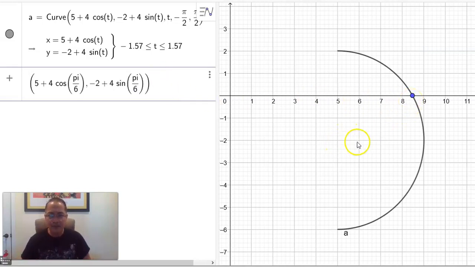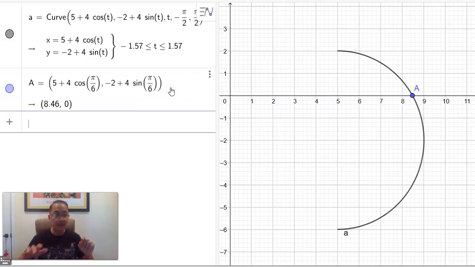So check it out. If you're at the center, then that angle is literally pi/6. So we're on the x-axis. Nothing wrong with that, because sine of pi/6 is 1/2, so we have -2 plus 2, and we get a 0. However, the derivative is -4 sine t, 4 cosine t. So let's press enter.